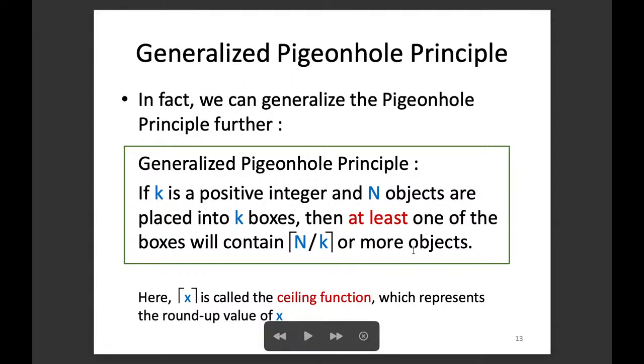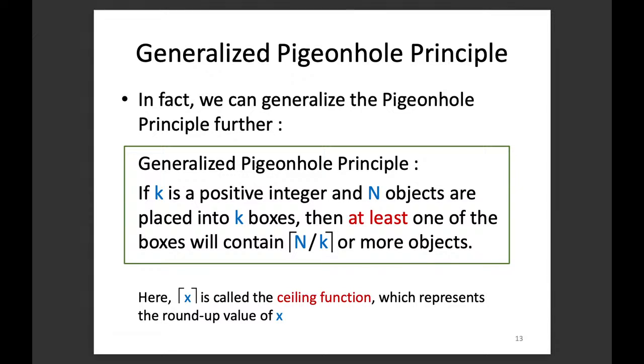number of objects. So for instance, I have 5 balls and I want to put them into 3 boxes. Then a certain box will have 2 or more balls, because 5 over 3, if you take the ceiling, is going to be 2.